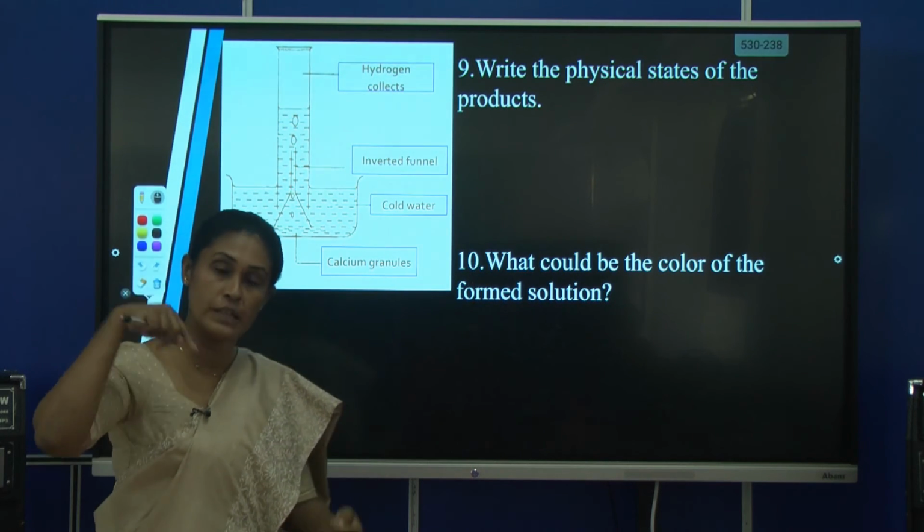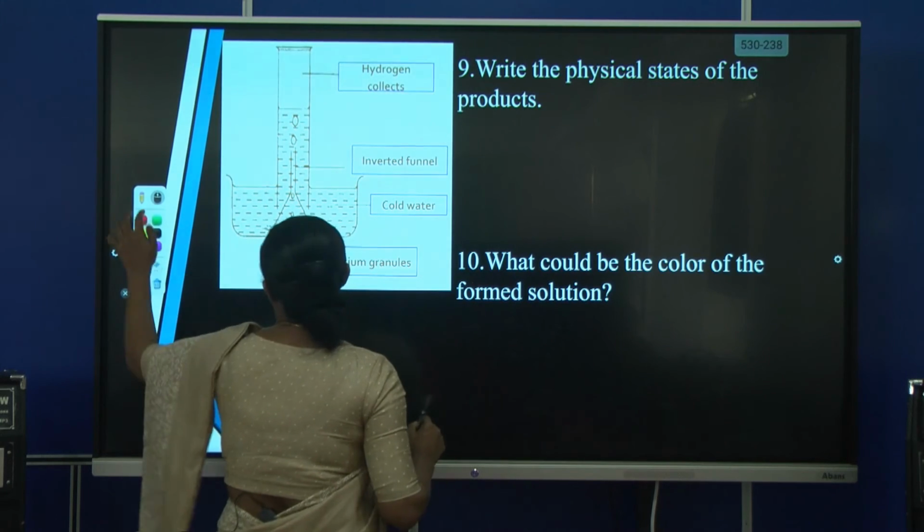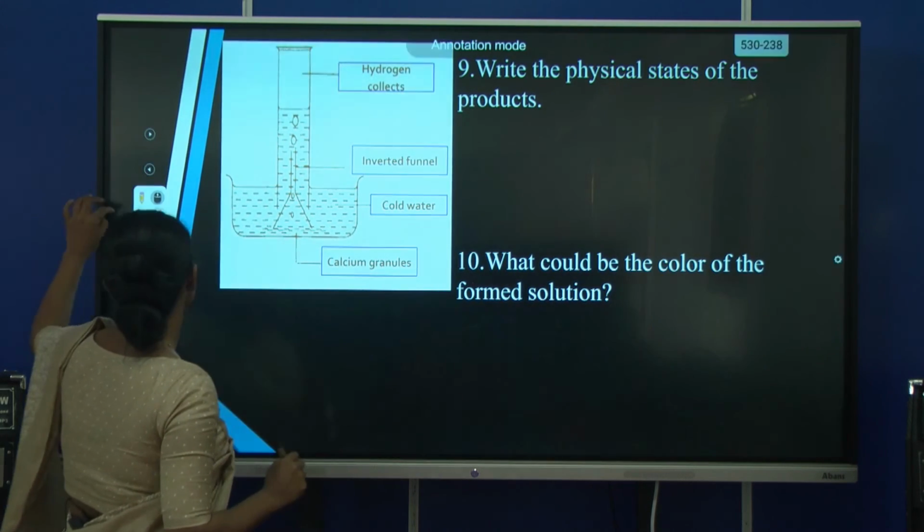Last one, what could be the color of the foam solution? I told you first of all it turns to a colorless solution. Now it turns to white. It turns to white.